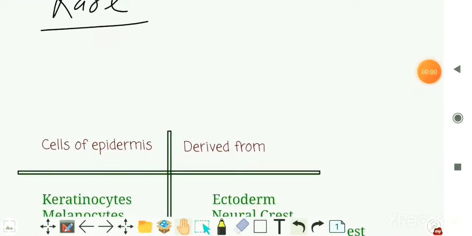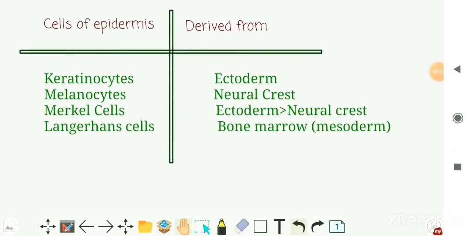Now let's continue with cells of epidermis and where they are derived from. The first cell is keratinocyte, which is derived from ectoderm, melanocytes from neural crest cells, Merkel cells from ectoderm greater than neural crest, and the Langerhans cells are derived from bone marrow, that is mesoderm.